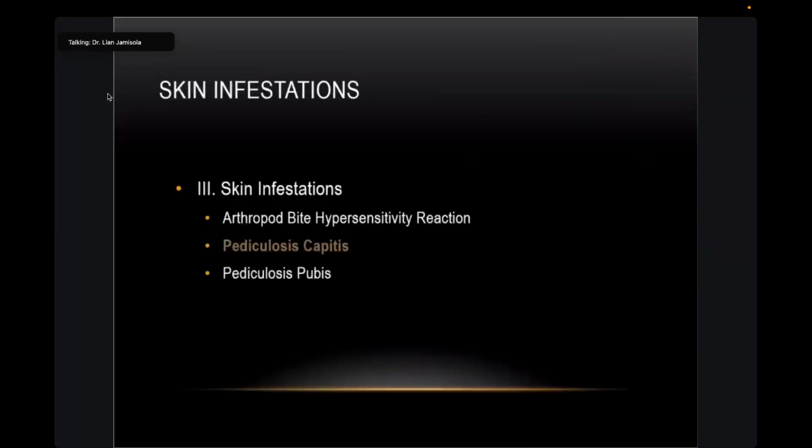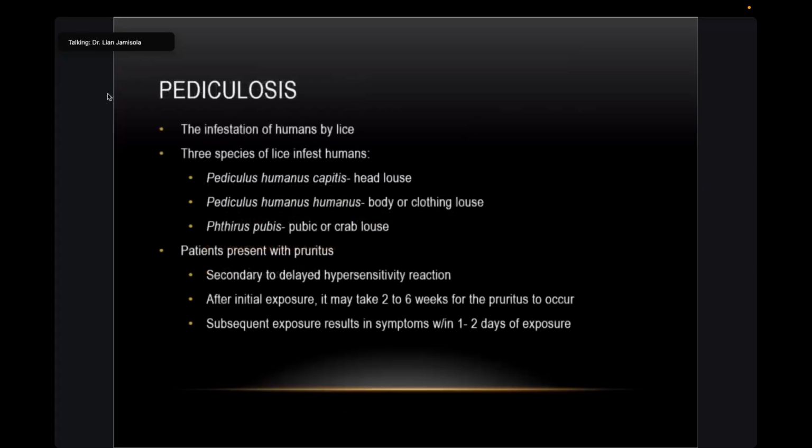Next skin infestation would be your pediculosis capitis. Ano yun? Yung kuto. Okay? So these are infestations of humans by lice. There are three species: the Pediculus humanus capitis, these are your head louse; Pediculus humanus humanus, this is the body or clothing louse; and your Phthirus pubis, or pubic or crab louse. I'll show you later kung saan yung mga yan.